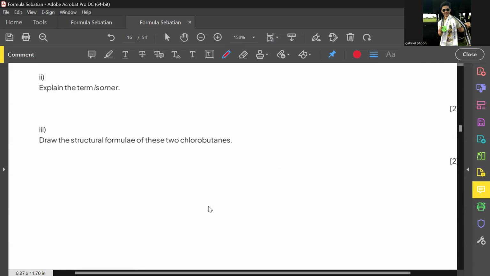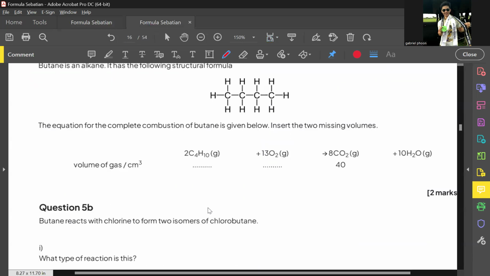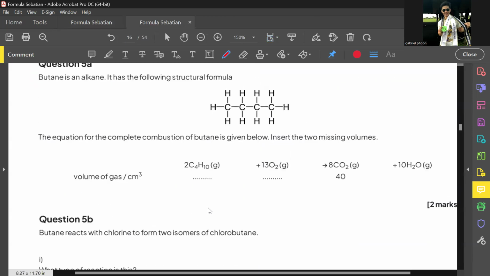Okay, last question. Really the last question. This question says that butane is an alkane, following the structural form. This is not a structural formula, this is a display form. The equation for the complete combustion of butane is given. Guys, I want to highlight this one thing. You're going to see this word a lot. Do you know what complete combustion means?